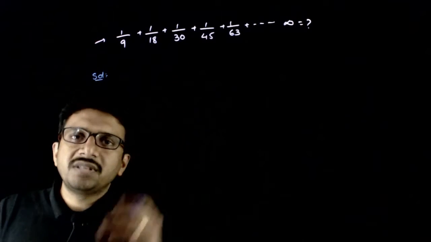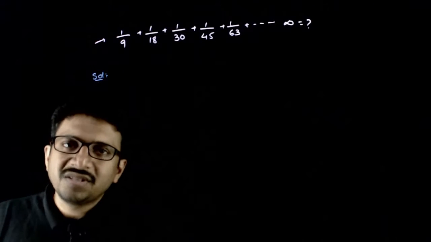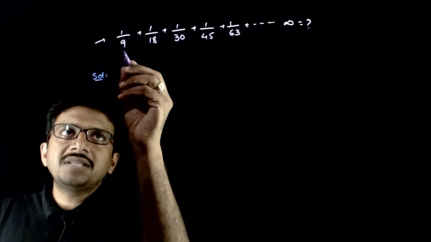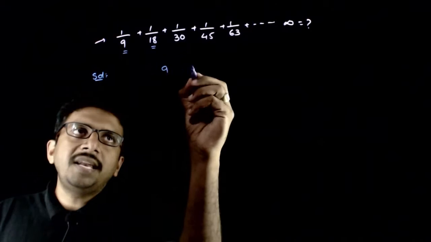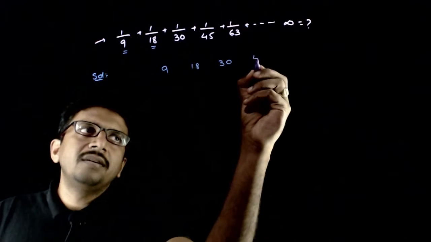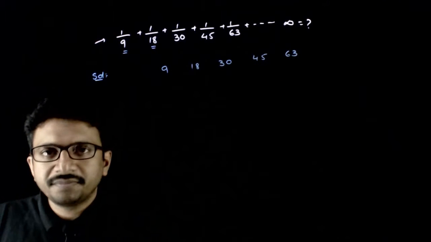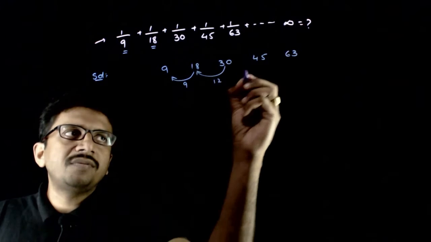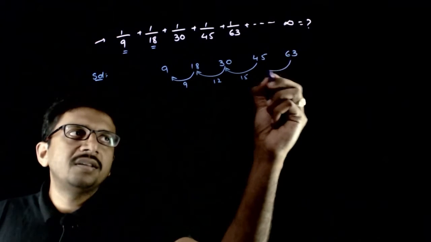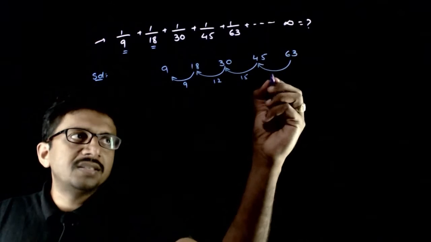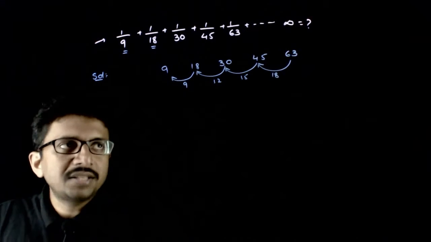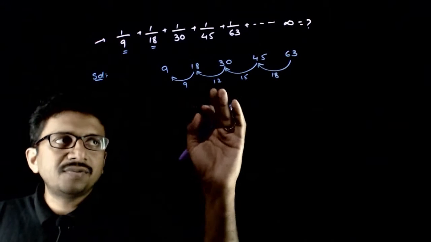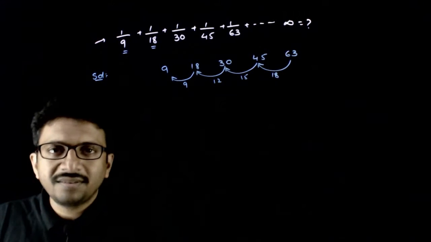To analyze the sum of this infinite sequence, let us first analyze the nth term of the sequence. All the terms are 1 by something, and the numbers in the denominators are 9, 18, 30, 45, 63. The difference between these is 9, then 12, then 15, then 18. As you can see, the differences are in AP: 9, 12, 15, 18 and so on, with a common difference of 3.